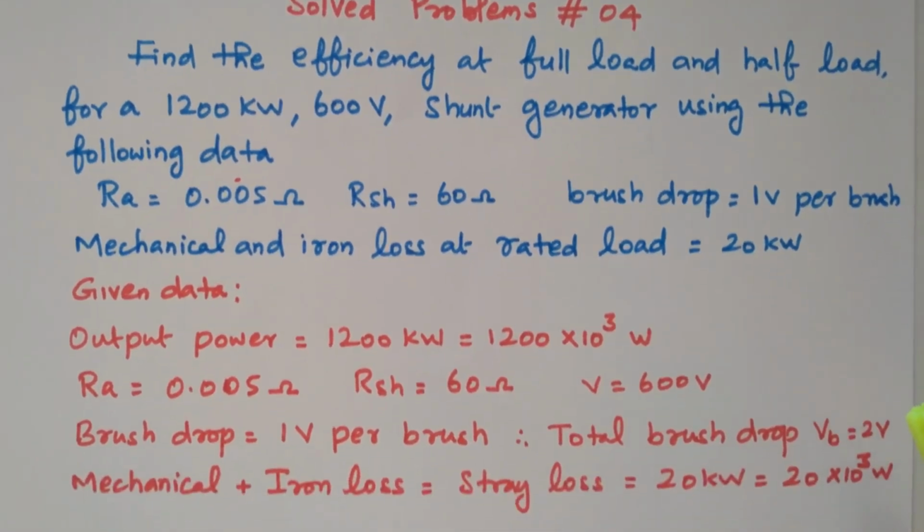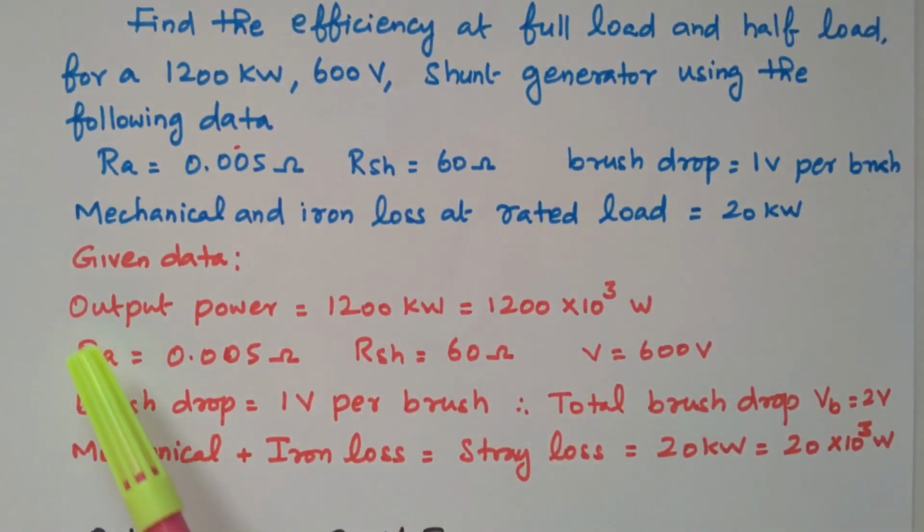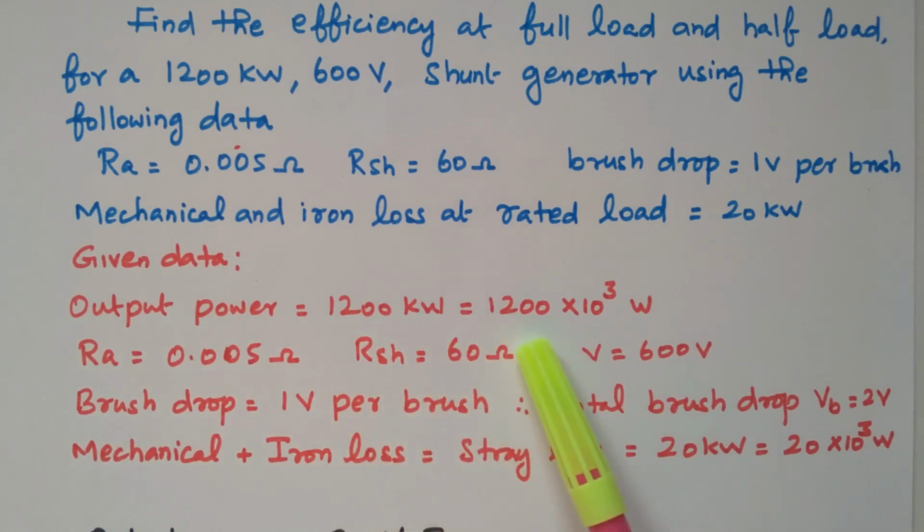Now we'll analyze the given data. The output power is given as 1200 kilowatt. Kilowatt means 1200 into 10 to the power 3 watt. The kilo means we need to multiply with 10 to the power 3. The armature resistance is 0.005 ohm, the shunt field resistance RSH is 60 ohm, and the terminal voltage is 600 volt. Brush drop equal to 1 volt per brush, so the total brush drop is 2 volt. There are 2 brushes available, so 2 into 1, 2 volt.